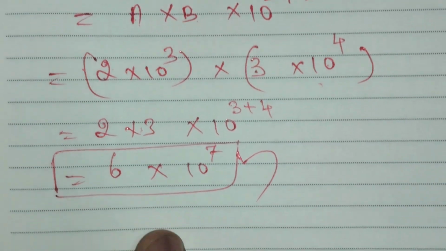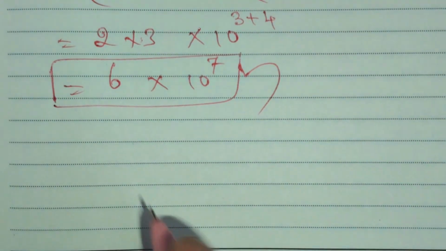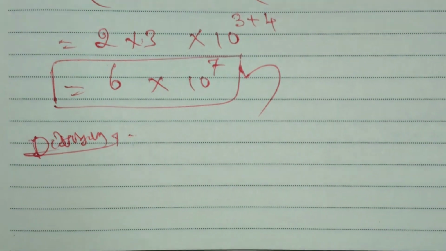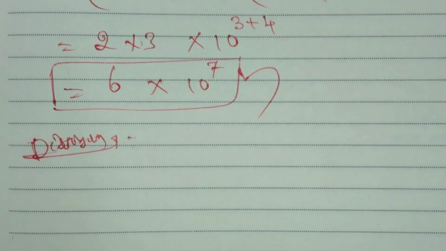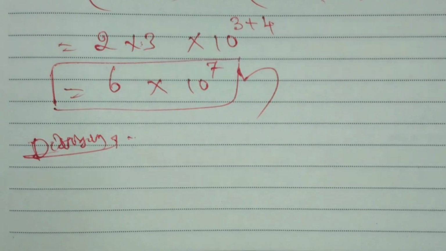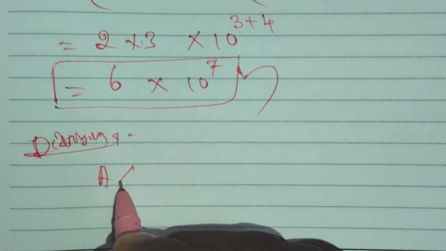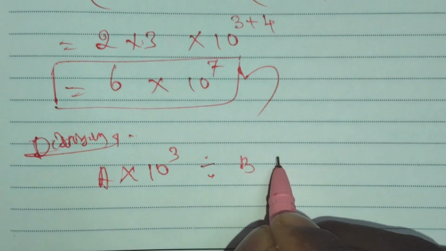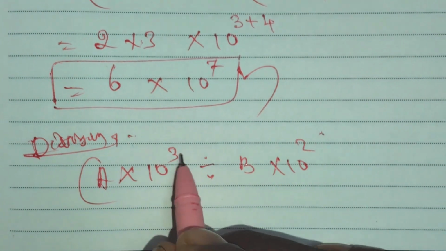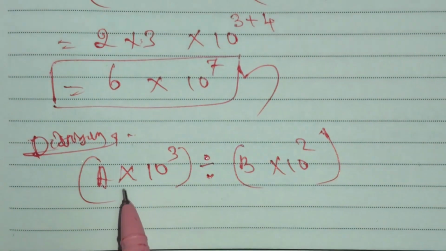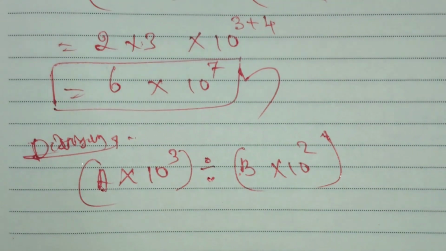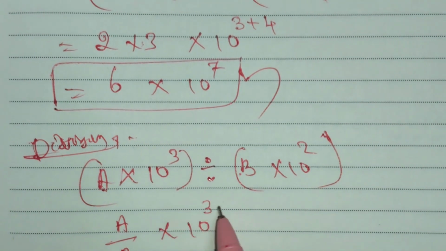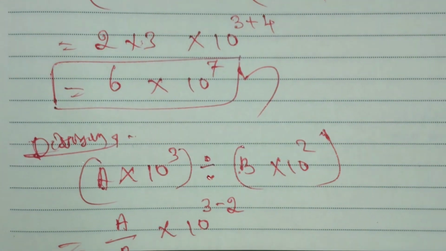Okay, so then similarly there's division. Okay, so we can go to that division. In the division concept, the integers are divided, but the exponent values are subtracted. For example, a into 10 to the power of 3 divided by b into 10 to the power of 2. So this is the division method. Here a and b are integers, so a divided by b into 10 to the power of 3 minus 2. This is the answer.